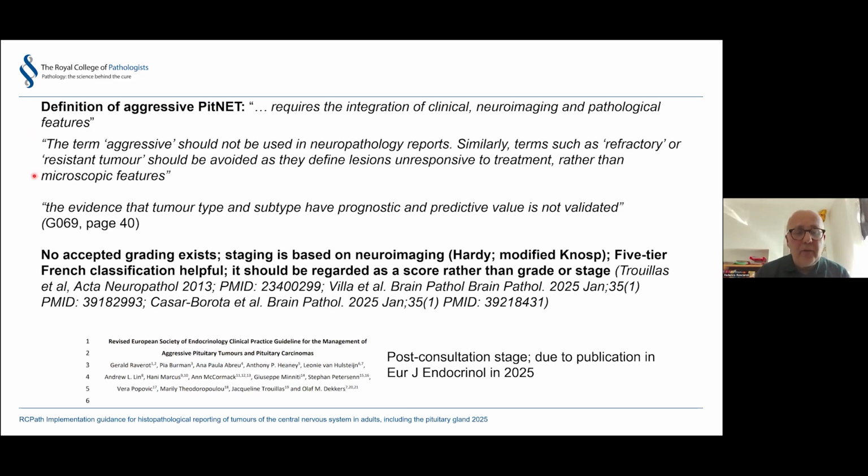The paper is coming out and is a multidisciplinary approach where we have to consider size, invasion, rapid growth, rate of growth, no response to treatment, so the refractory, plus the pathology. When we report a case that looks aggressive, we can apply a 5-tier system from the French group that was published a few years ago.